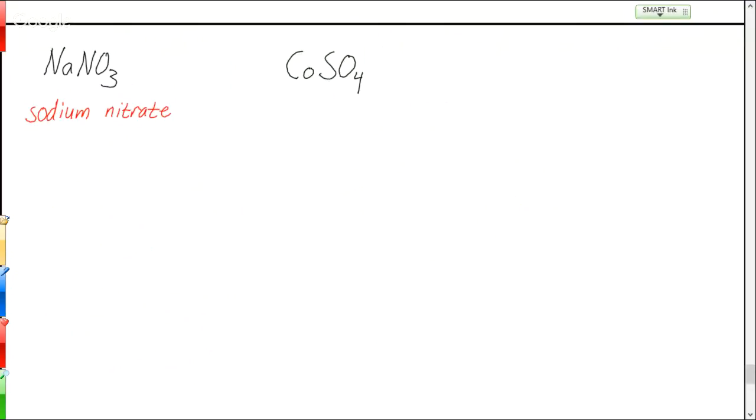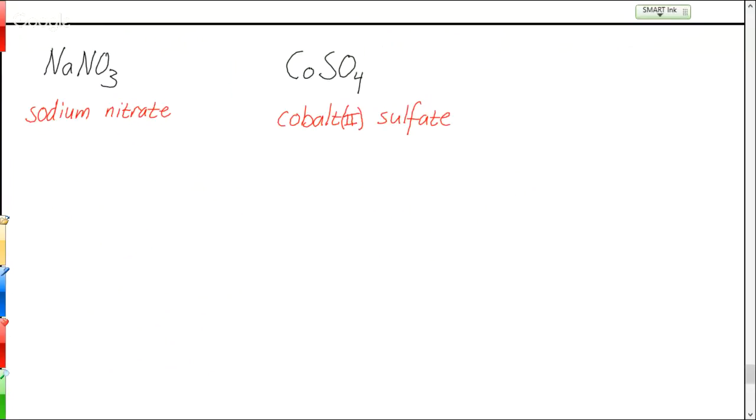Close. Close. You combine those two. It's this. Okay, so let's write it down. So cobalt sulfate has one thing missing. What's missing? Yeah, we need the 2 because that's in the middle.